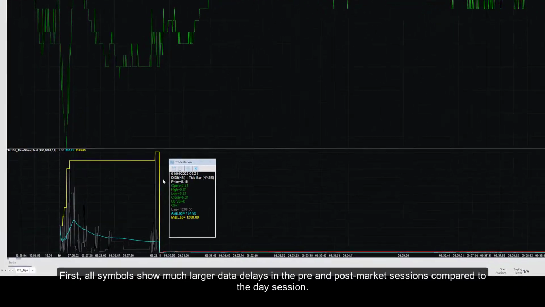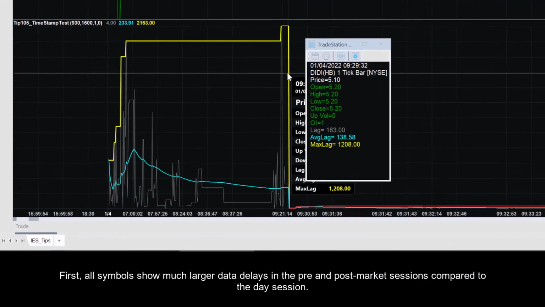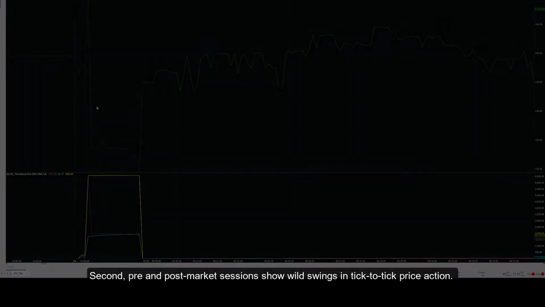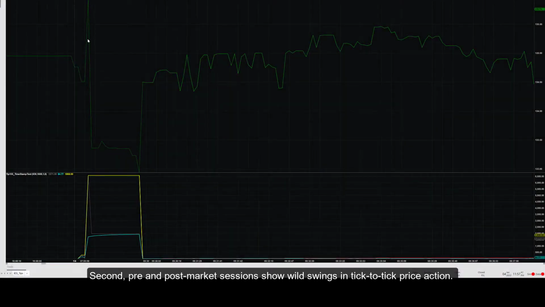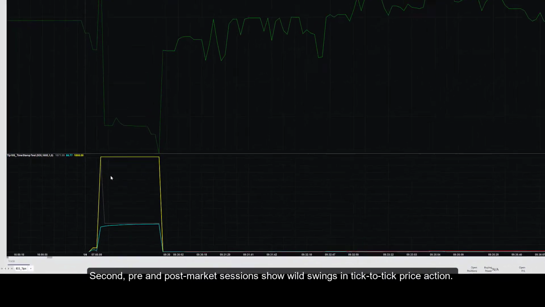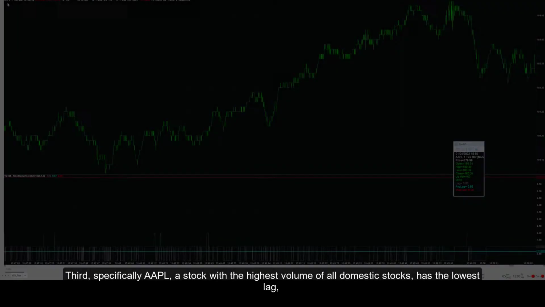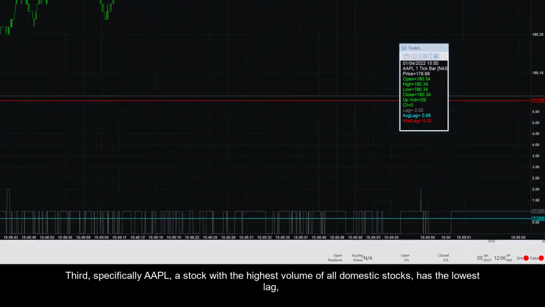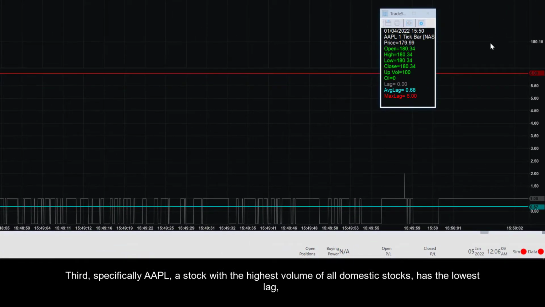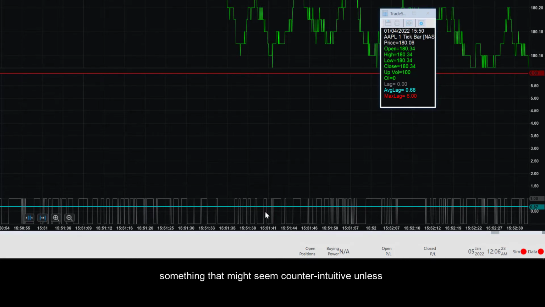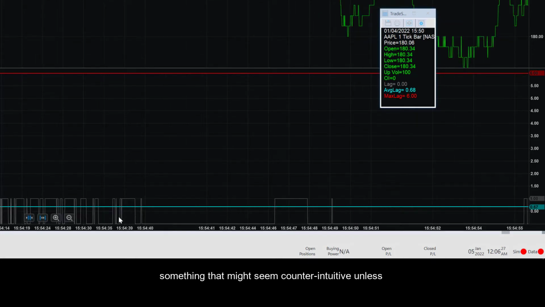First, all symbols show much larger data delays in the pre- and post-market sessions compared to the day session. Second, pre- and post-market sessions show wild swings in tick-to-tick price action. Third, specifically Apple, a stock with the highest volume of all domestic stocks, has the lowest lag. Something that might seem counterintuitive unless Apple is getting special treatment, like perhaps a dedicated server.